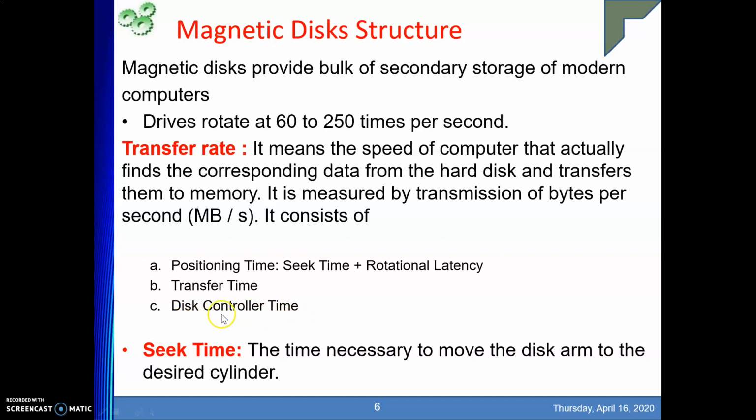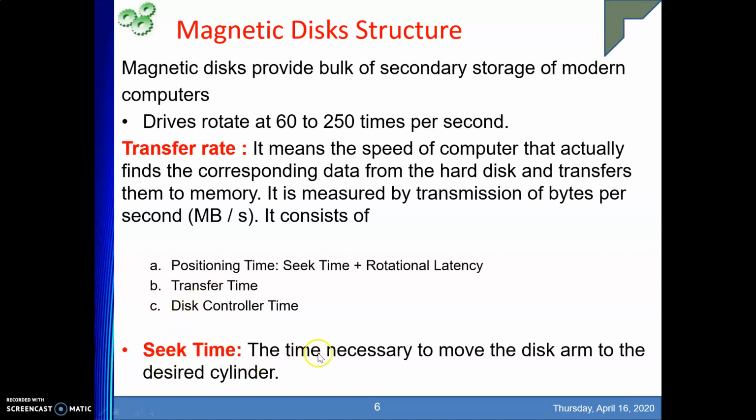Then we will get scheduled, and whatever time is taken by the controller to schedule and so on is our disk controller time, right? This is very minimal compared to seek time and rotational latency. This is relatively minimal, and also very small compared to seek time and rotational latency, right? Suppose seek time comes in milliseconds, this will be coming in microseconds.